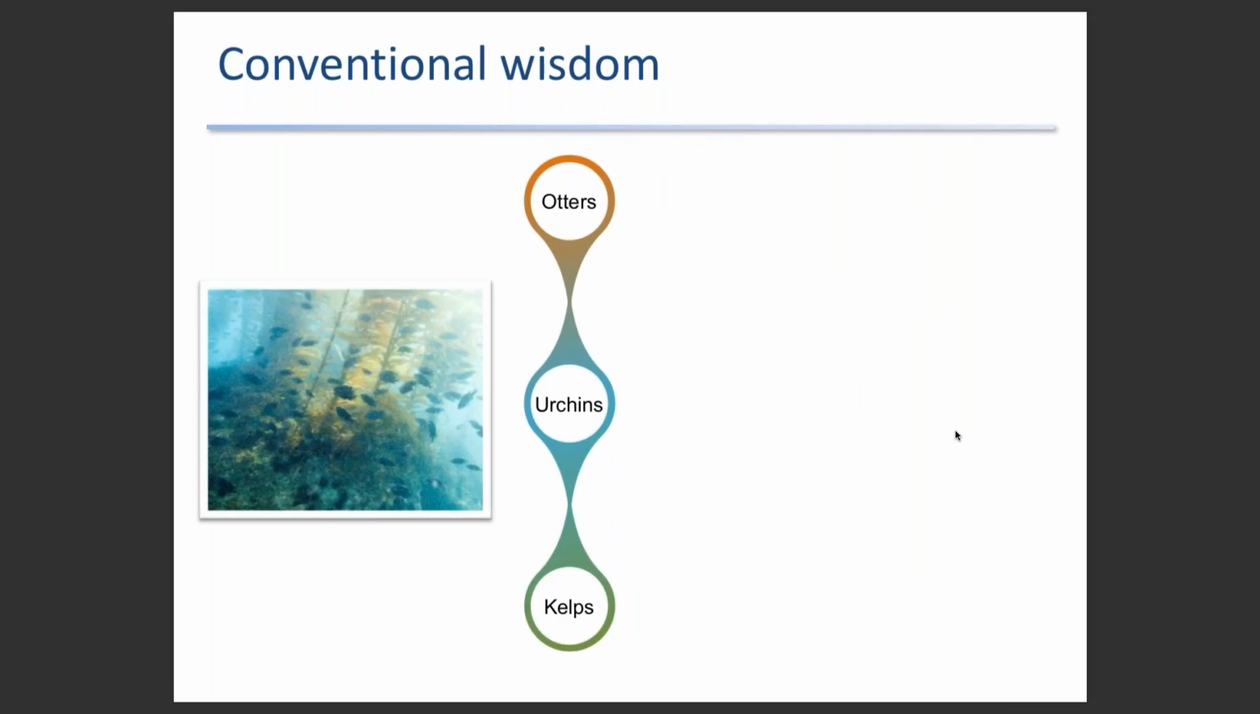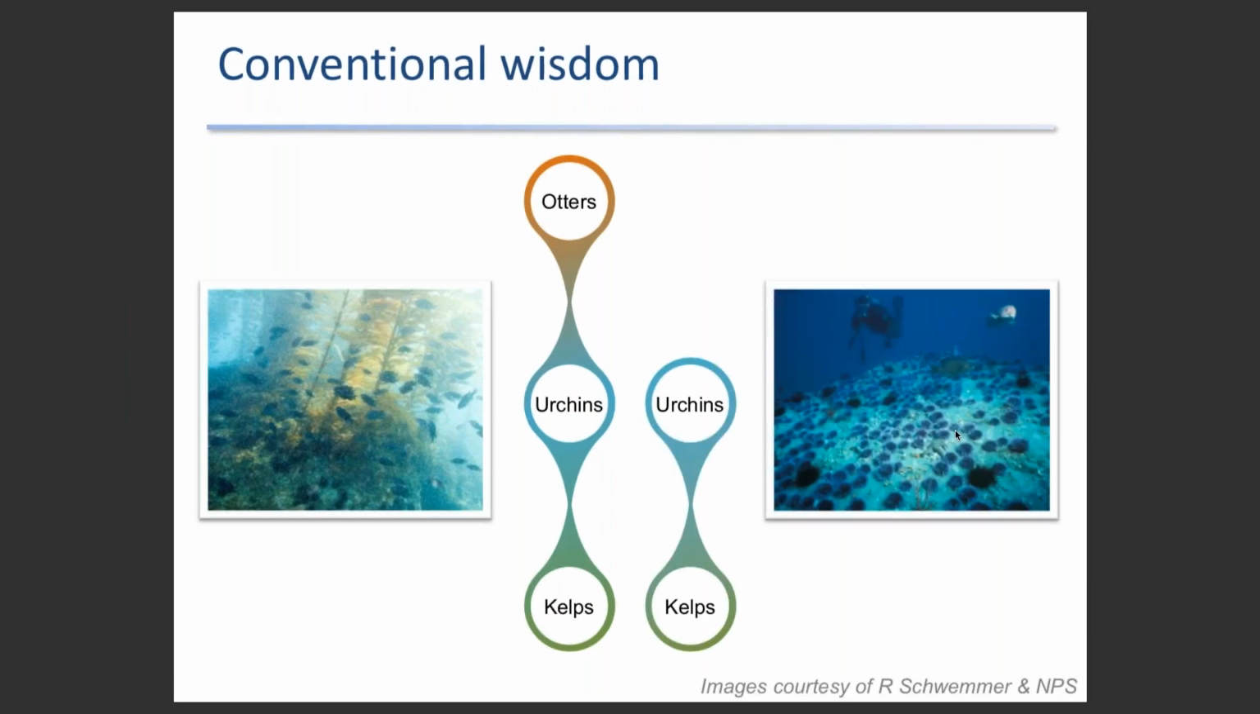And the conventional wisdom goes like this. Here's a three-tiered system where you have otters, urchins, and kelp. If you take away the otters, you move from this system to one like this, where you get what they call urchin barrens. The urchins come through and graze off all the kelp. The stems float away, and they keep cropping down the bases, so the kelp never gets a chance to recover until you go in and start removing sea urchins.